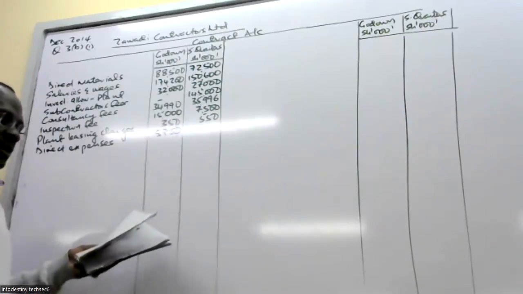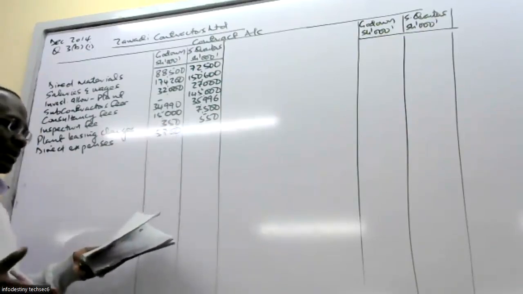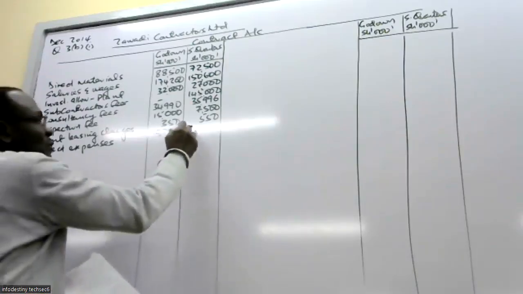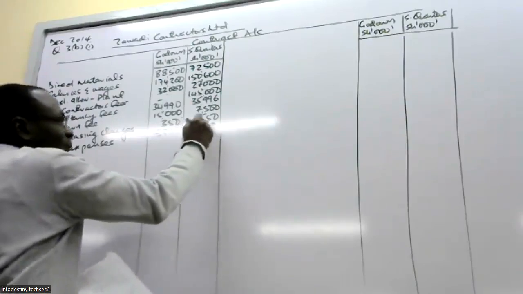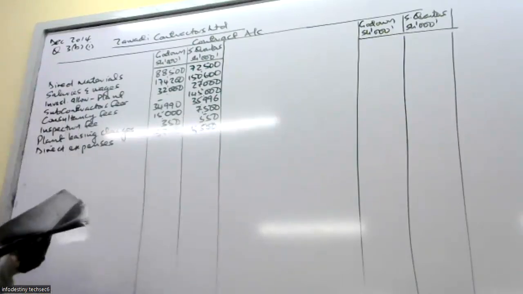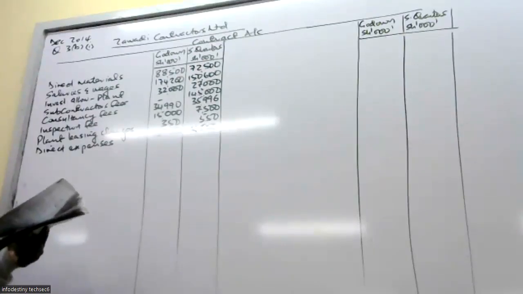And the other one is just 4,000 plus 500, which is 4,500. Because 500 is at the end of the year for staff quarters. So we just add that. So that's done. Direct expenses.